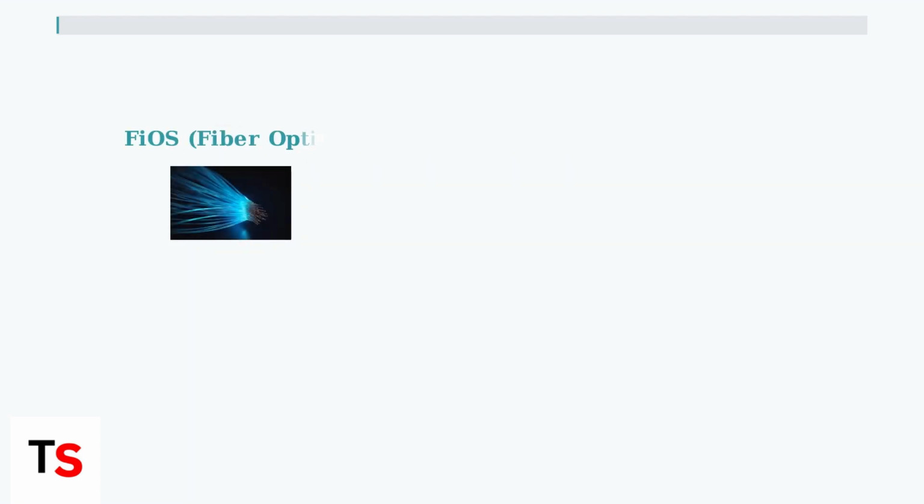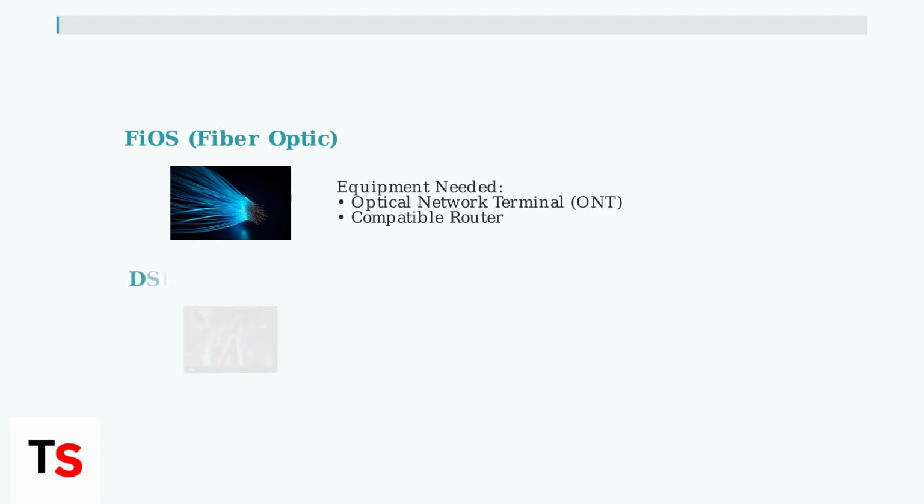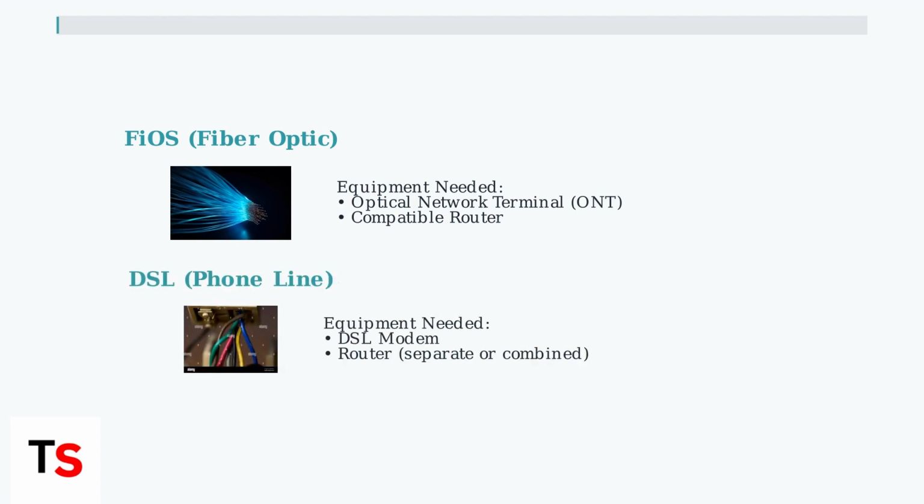Frontier offers two main types of internet service, each requiring different equipment. FiOS uses fiber optic technology and requires an optical network terminal and compatible router. DSL service uses your existing phone line and requires a DSL modem. You may also need a separate router for wireless connectivity, or you can use a combined modem router gateway device.